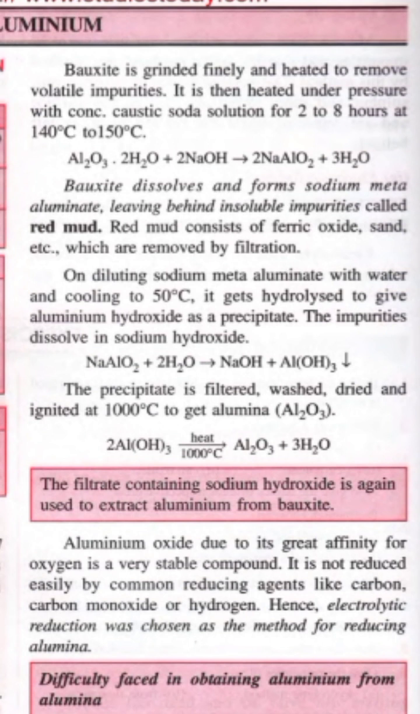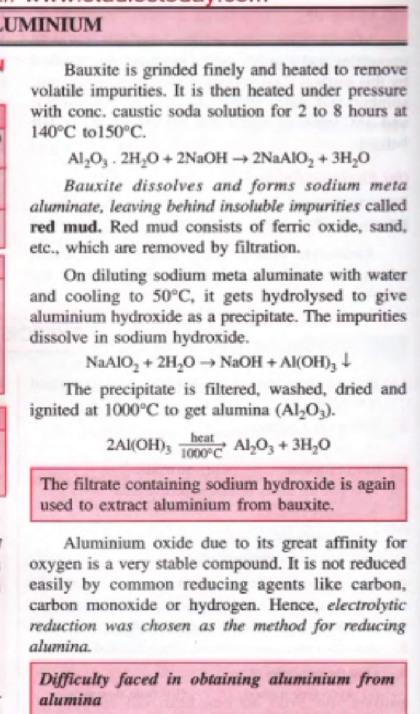It will not get deposited at the bottom. The precipitate is filtered, washed, dried and ignited at 1000 degrees Celsius to get alumina. So we have Al(OH)3 as the precipitate in the previous reaction. This precipitate is removed from the solution by filtration. It is washed over and over again, then it is dried very nicely and then it is heated at 1000 degrees Celsius, and on heating we are getting alumina, Al2O3, and water.